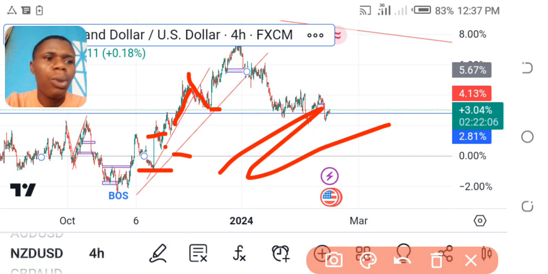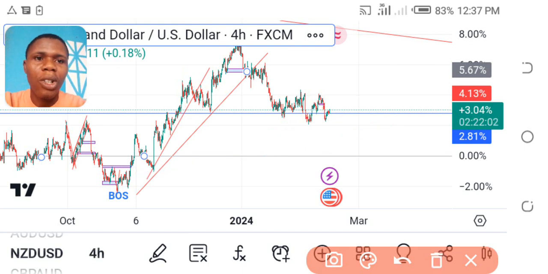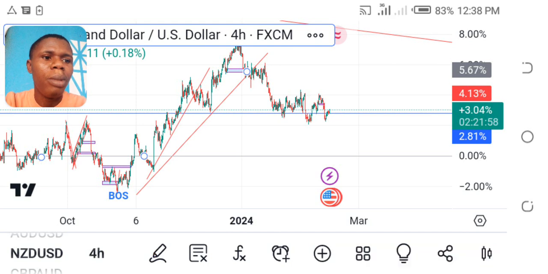This is a little bit technical, but let me just do it so we can get the concept of what I'm saying. It creates a little bit of zigzag also while moving with the trend. While moving with the trend, it creates some form of zigzag.